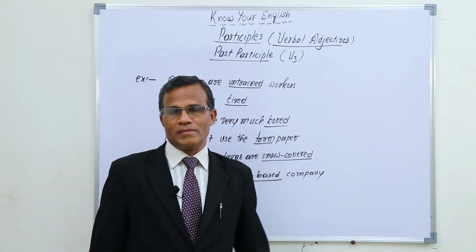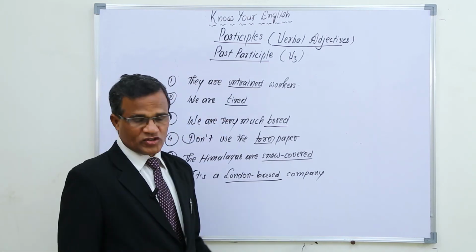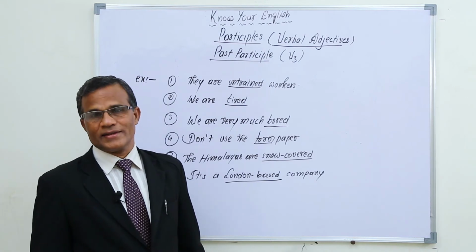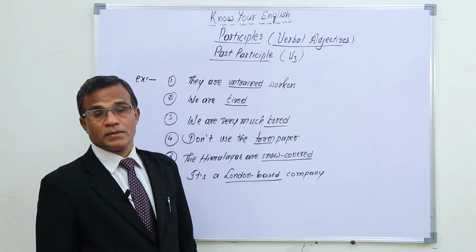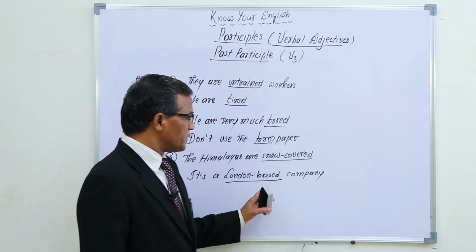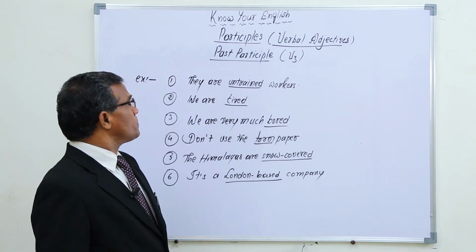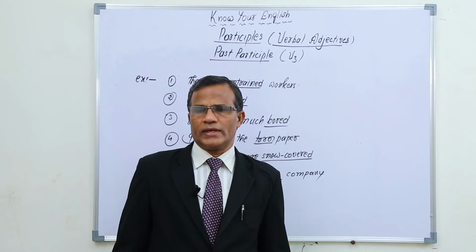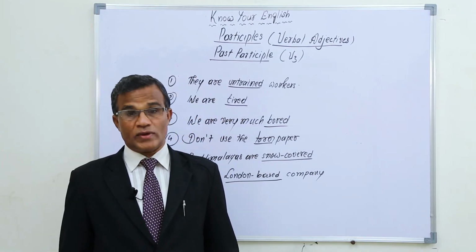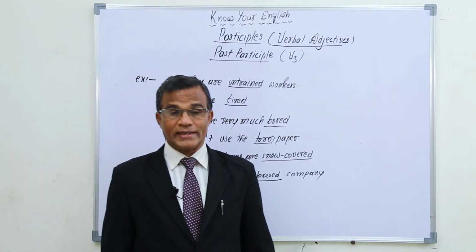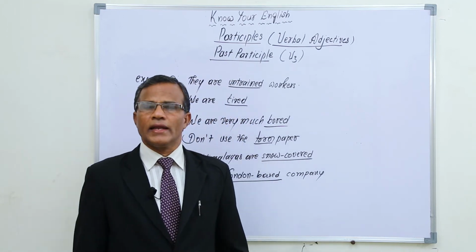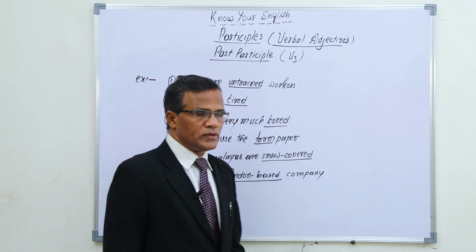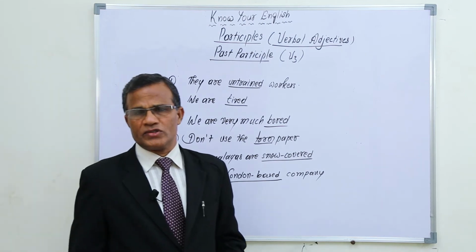The company is London based. So London based is also working here as a participle. You see, past participle. So as per this one, we can use past participles as adjectives. And for example, you see, the mother is very much worried. The mother is very much worried, like that. Okay, in our day-to-day life we use past participles in this way.